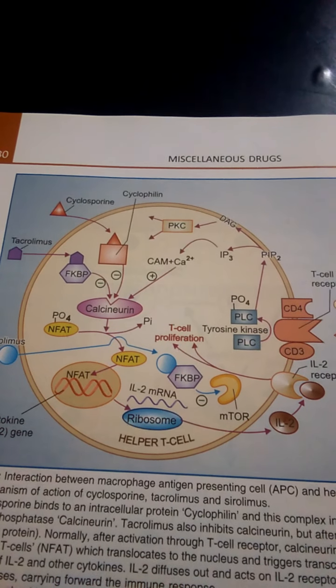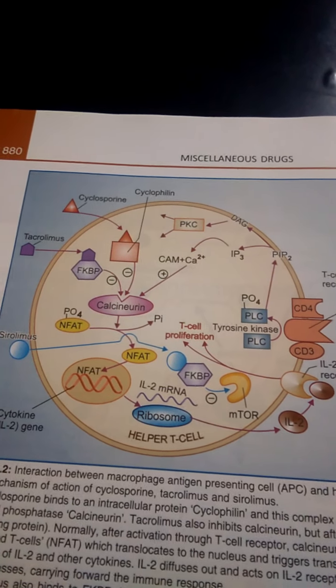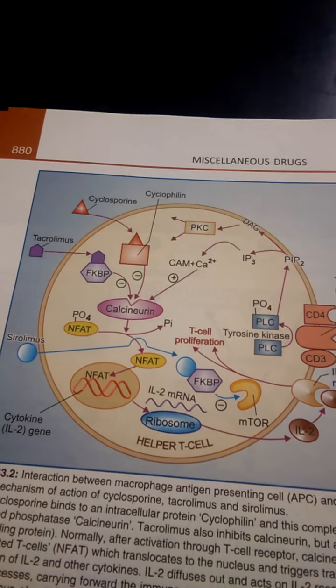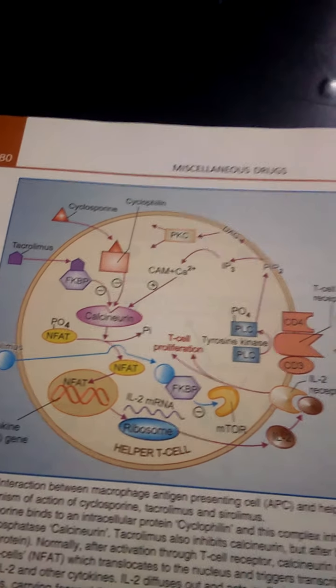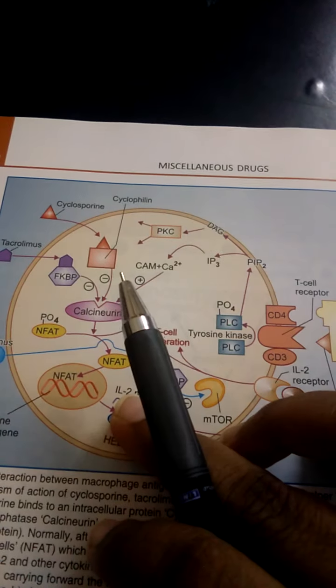Cytokines and IL-2s are released from those cells. So this is about the general immune responses. Our immune responses are obtained only when there is formation of cytokines and IL-2s. This is the general mechanism of immune responses.